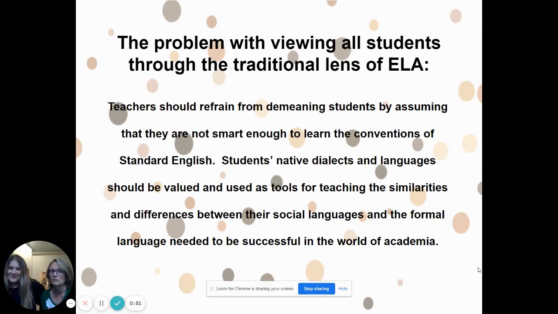What are the problems with viewing students through the lenses of traditional language arts? Well, teachers generally look at students through a very traditional lens. And they assume that if a student is speaking broken English, they're a broken student and that they are not going to be successful at standard English. But we have found that native dialects and languages can be used as tools for teaching the similarities and differences between their social languages and the formal language that they need at school.